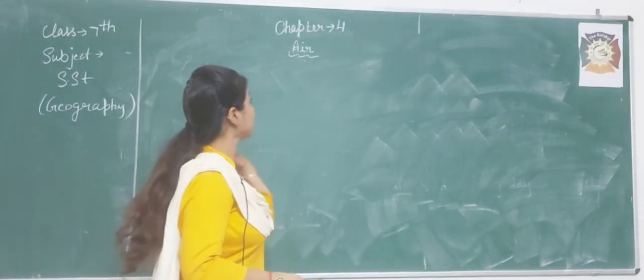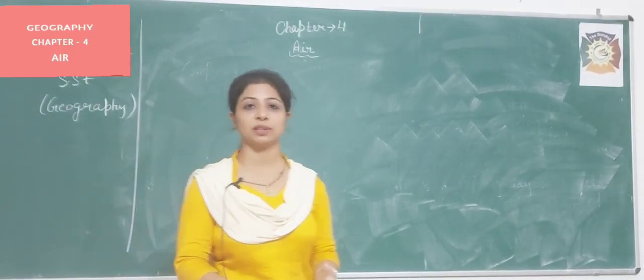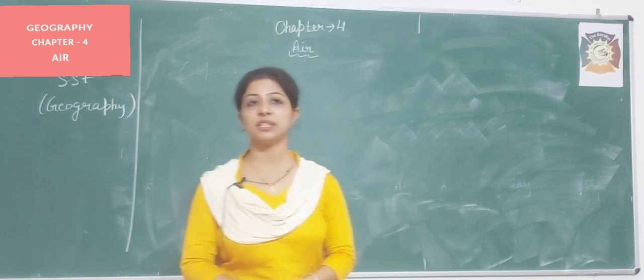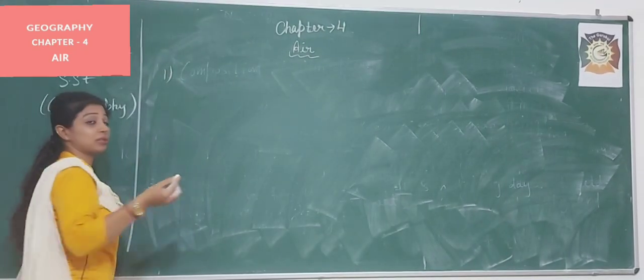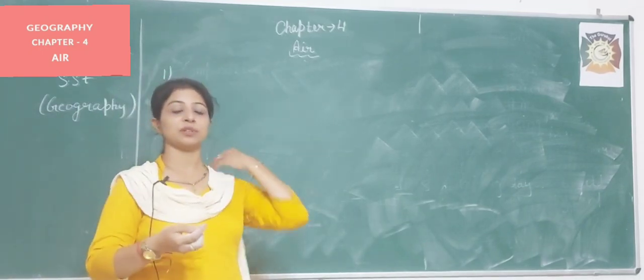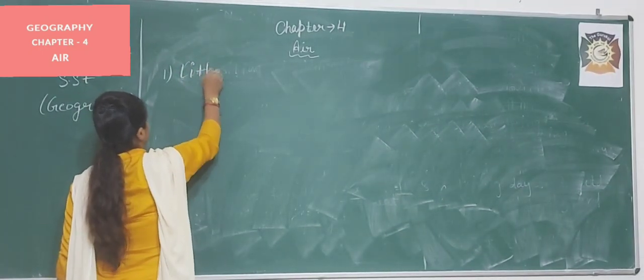Today we are going to start the chapter Air. This is our fourth chapter of 7th class geography. We have done the 3 chapters. In the first chapter of geography, the name of the chapter was environment. In the first chapter, we discussed the 3 spheres.